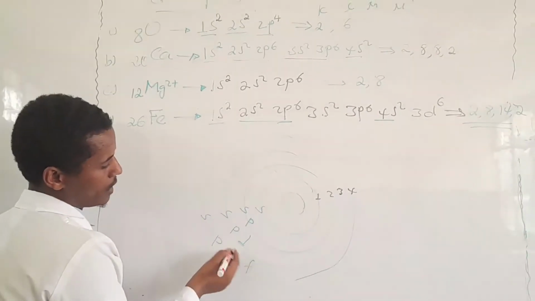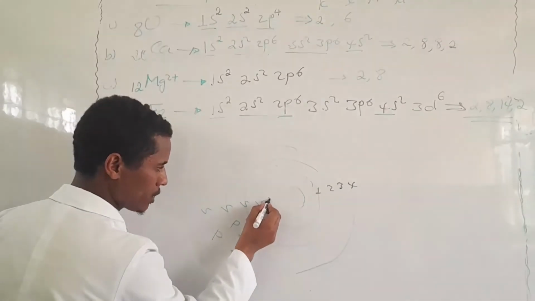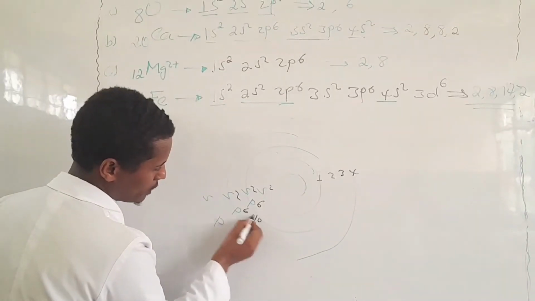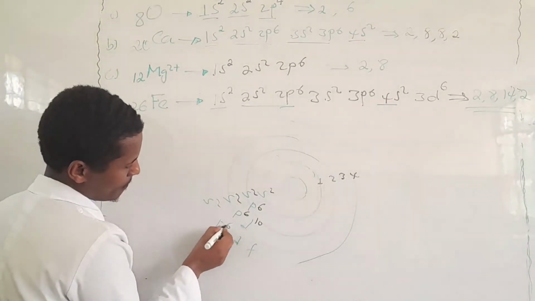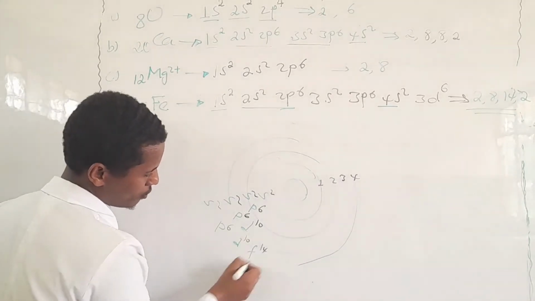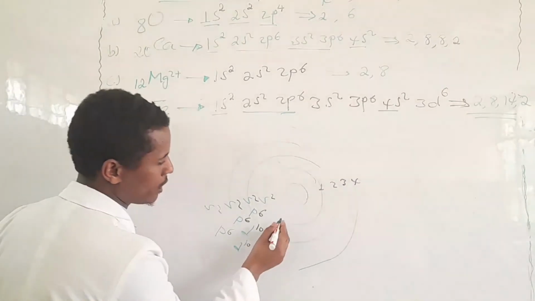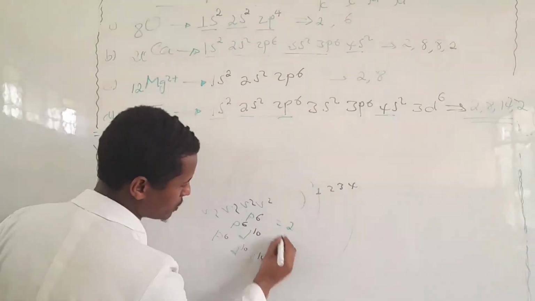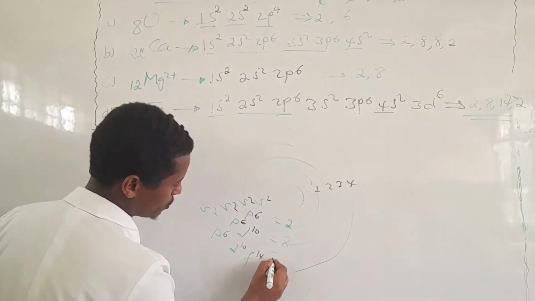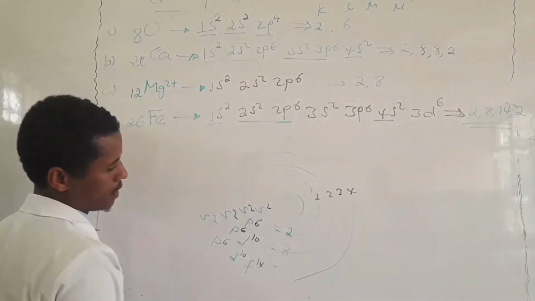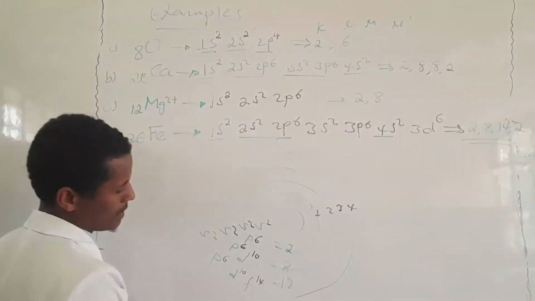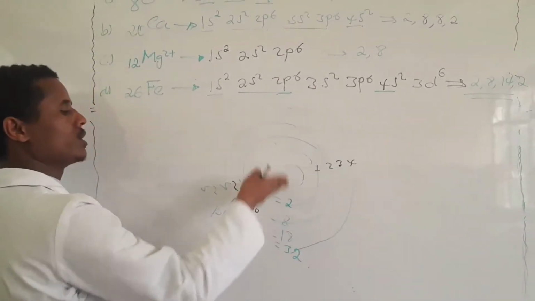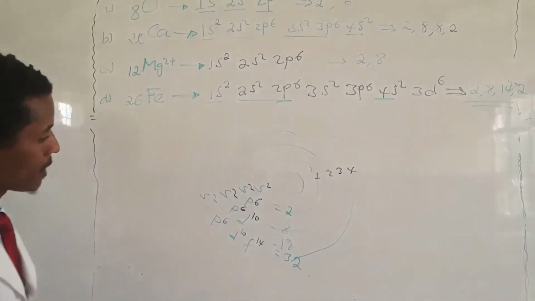Each subshell has a maximum number of electrons. That means s holds 2 electrons, p holds 6 electrons, d holds 10 electrons, and f holds 14 electrons. So in the first shell, how many electrons are there? There are 2 electrons. In the second shell, there are 8 electrons. On the third shell, how many electrons are there? 8 electrons. In the fourth shell, there are 32 electrons. You can arrange the electrons like this.